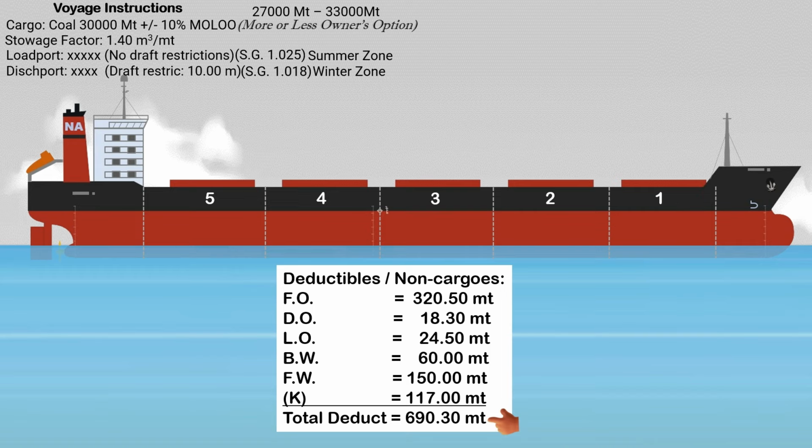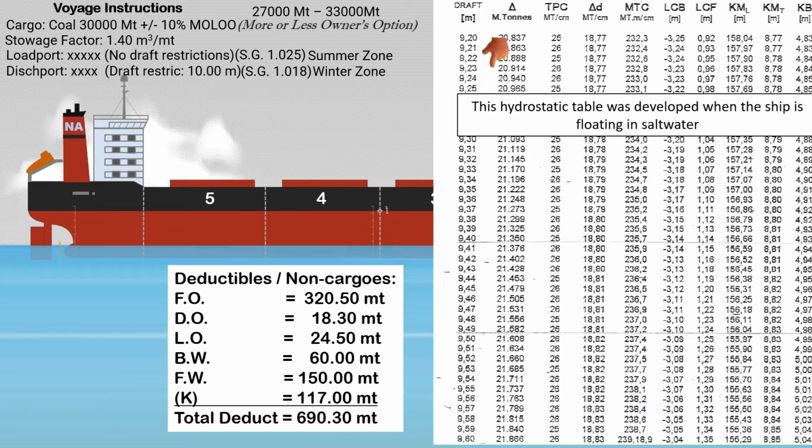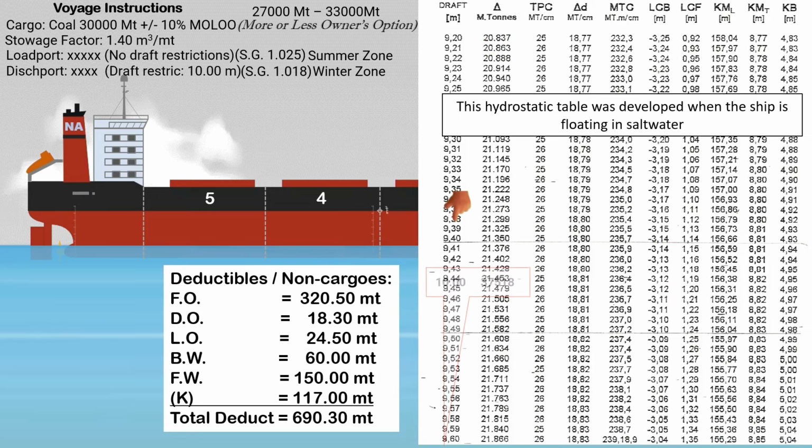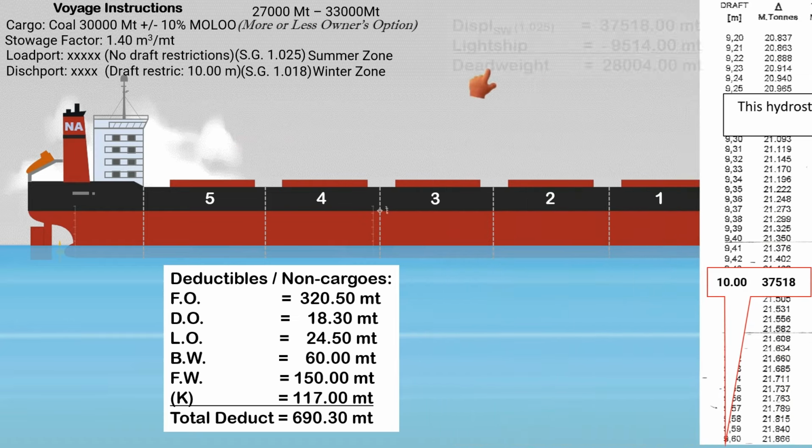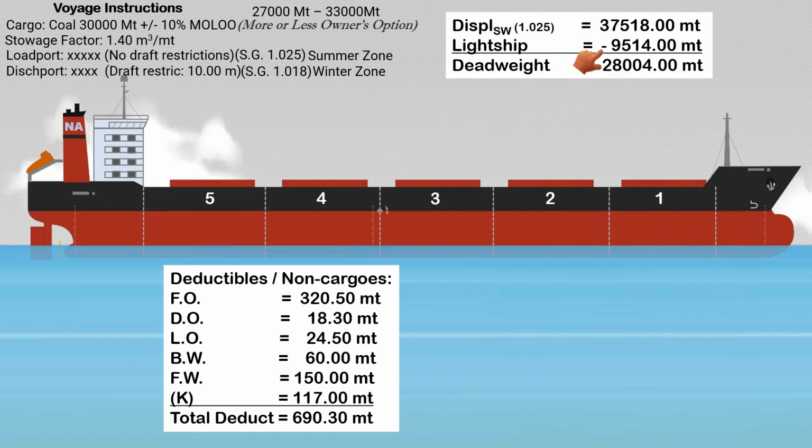690.30 metric tons. Now use the ship's hydrostatic table, and extract the corresponding ship's displacement at a draft of 10.00 meters. Assuming that the ship's displacement at a draft of 10.00 meters is 37,518 metric tons. Take note that this hydrostatic table was developed when the ship was floating in salt water at a relative density of 1.025. Then subtract the lightship or lightweight from the displacement, to determine the deadweight. Lightship can be found in the ship's general particulars.